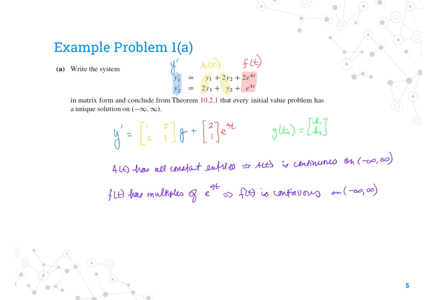So a reminder, if you need to see a visual of what an exponential looks like, e to the 4t is going to look like this, and it's going to be continuous for all x.